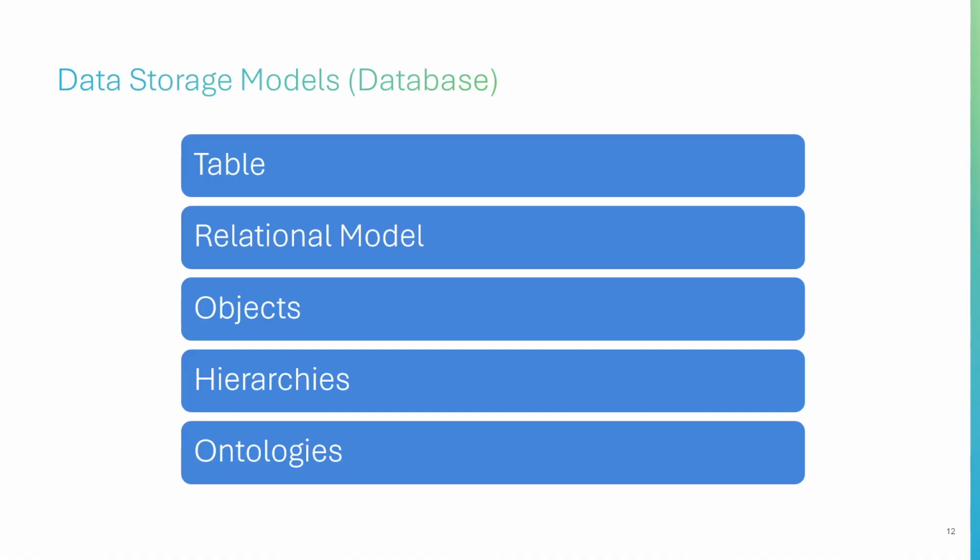Traditional ways of storing data are through databases, and the main concepts that we need to be familiar with and understand are the tables; a relational model that allows us to link tables; concepts like objects, which are abstractions of physical objects into data representations or computer-interpretable representations. We also have hierarchies, which are like the folders in your computer, or ontologies, which are basically language networks that we can have about concepts.